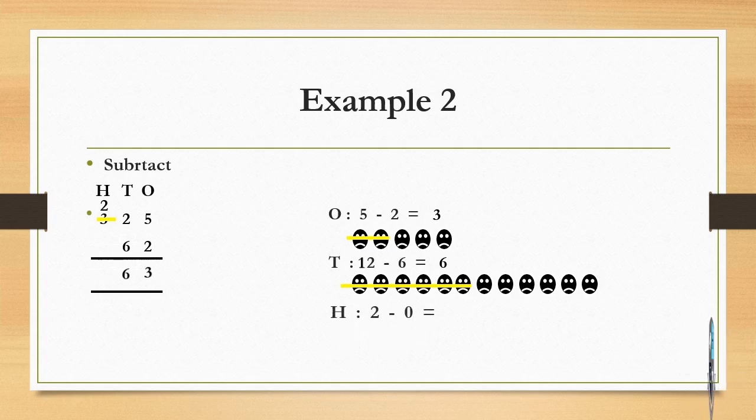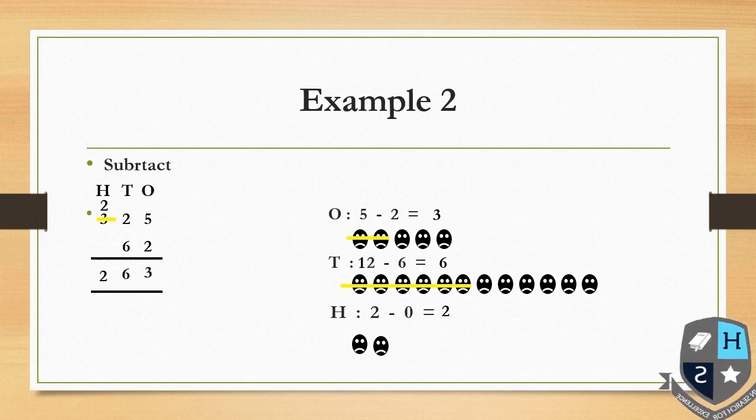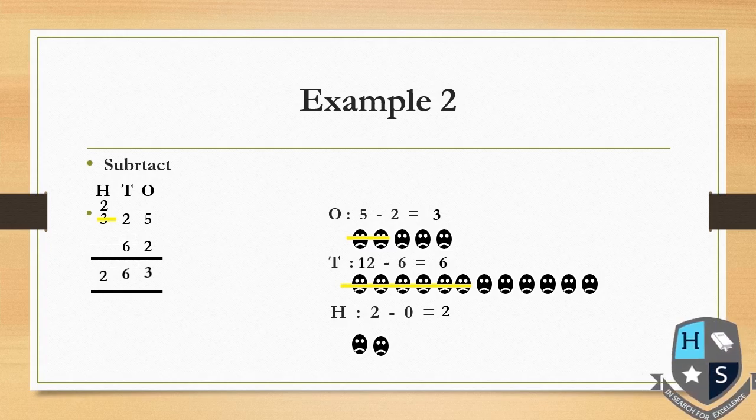We have 2 take away 0. Is it possible? Yes, because 2 is bigger than 0. Count 2 balls. 1, 2. Take away nothing. We are not taking away anything. We remain with 2. We write it in hundreds. So 325 take away 62 is equal to 263. Okay, after looking at these 4 examples from horizontal to vertical, let's go and do an exercise.